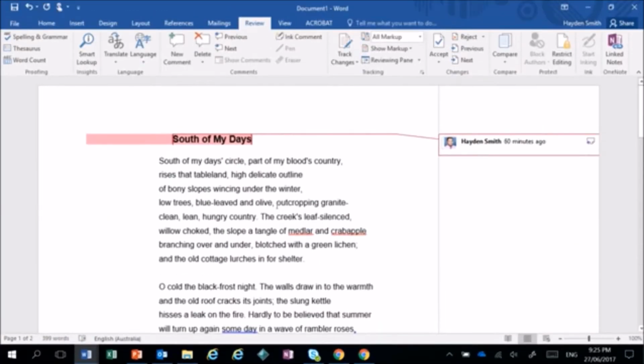Hello class. Today I'll be going through South of My Days, Judith Wright's poem. I'm going to be talking about how it fits into the Module C rubric, particularly for this poem, how it fits into the nature of the remembered landscape.